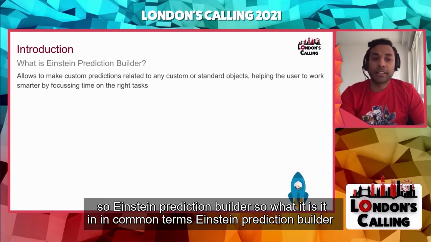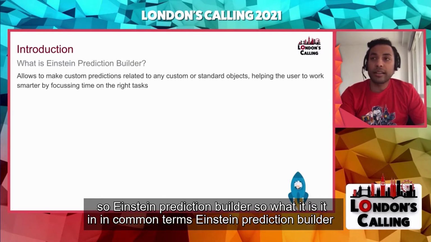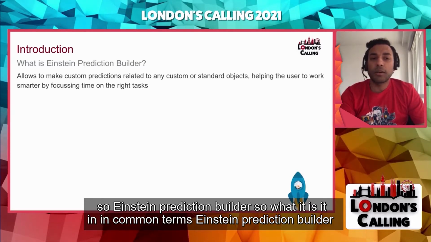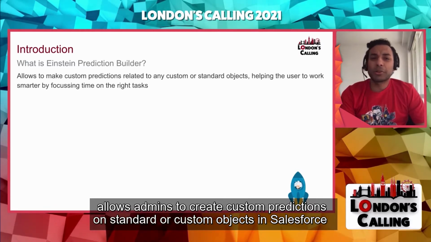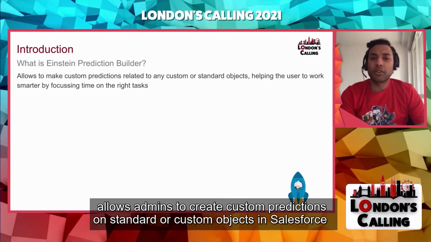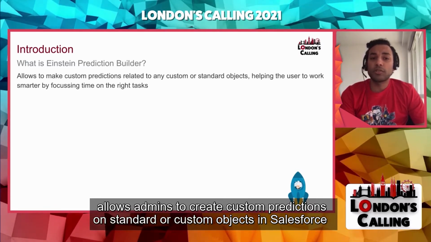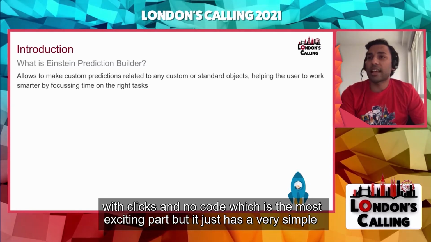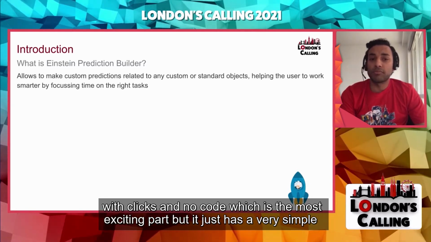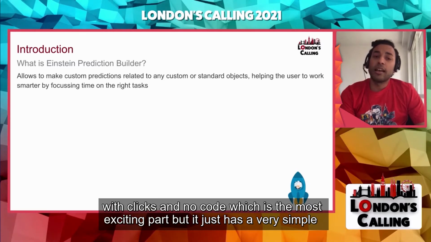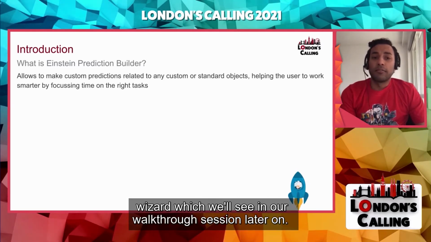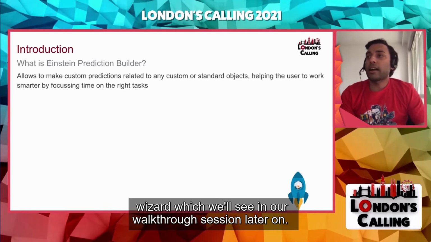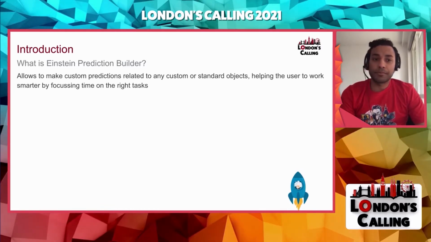So Einstein Prediction Builder. What it is, in common terms, Einstein Prediction Builder allows admins to create custom predictions on standard or custom objects in Salesforce with clicks and no code, which is the most exciting part. It just has a very simple wizard, which we'll see in our walkthrough session later on.